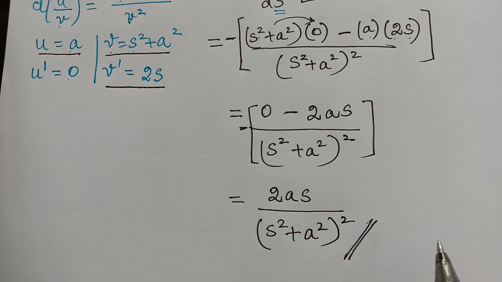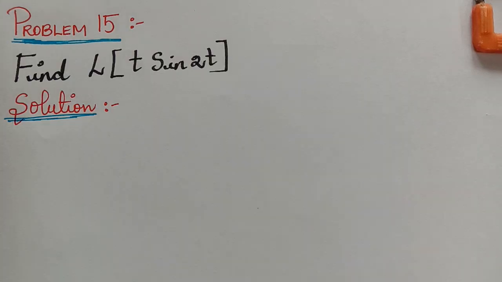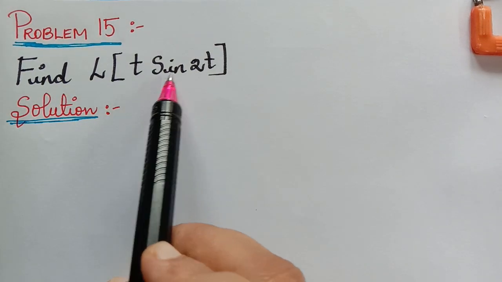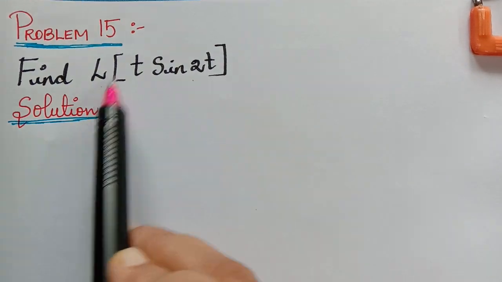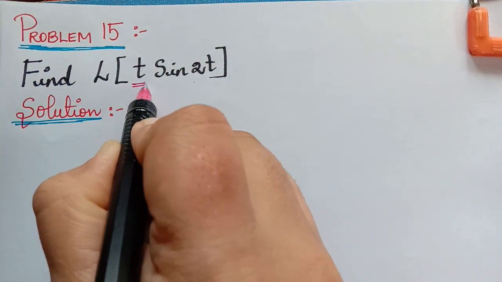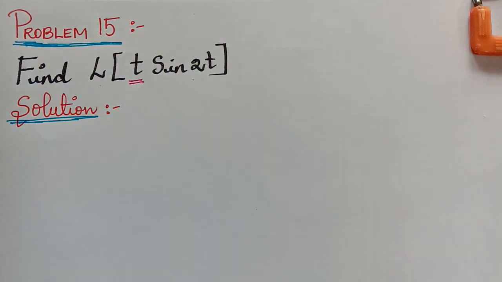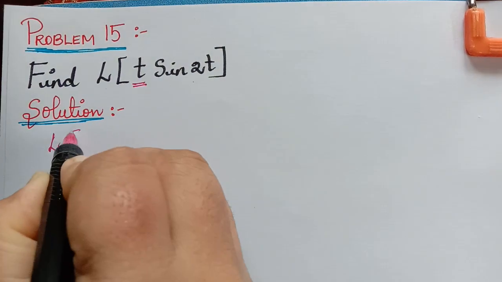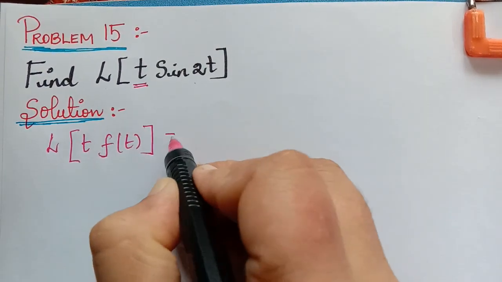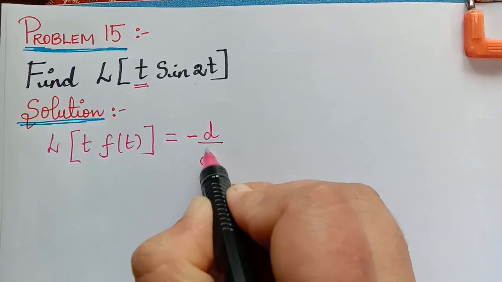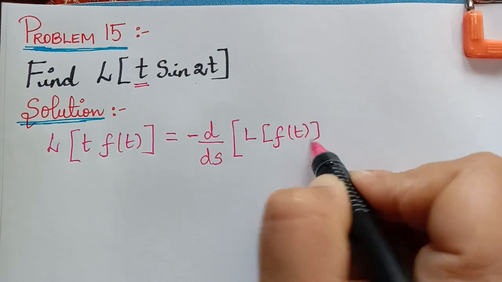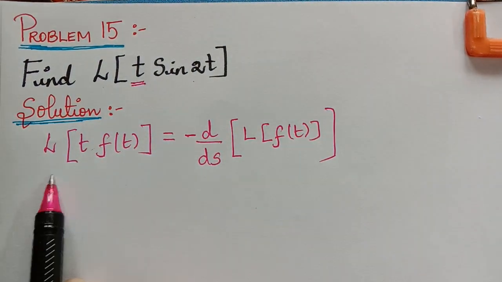So we shall do problem 2 now. Here we have problem 15, that is, we have to find the Laplace transform of t sine 2t. We have to find the Laplace transform of a product of two functions where one of the functions is t. So it is of the form to find the Laplace transform of t multiplied with f of t. We know that this is equal to negative d by ds of the Laplace transform of f of t. So we have to apply this theorem now.